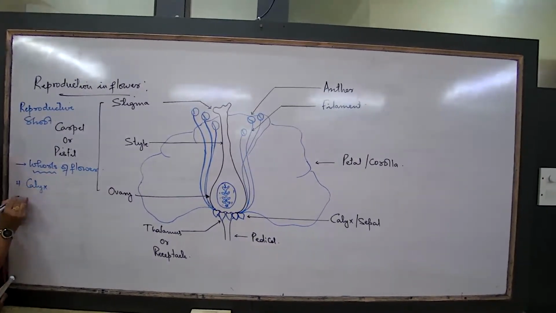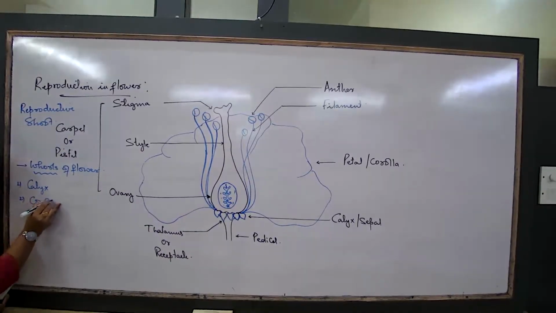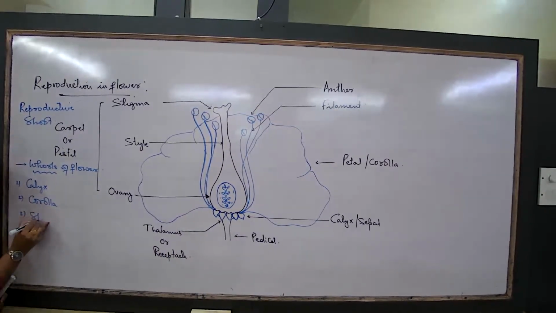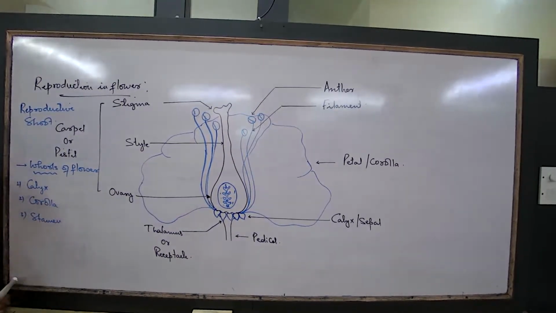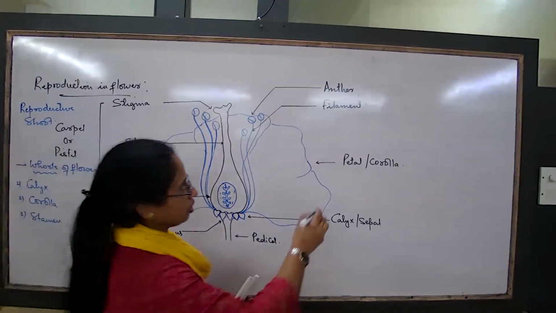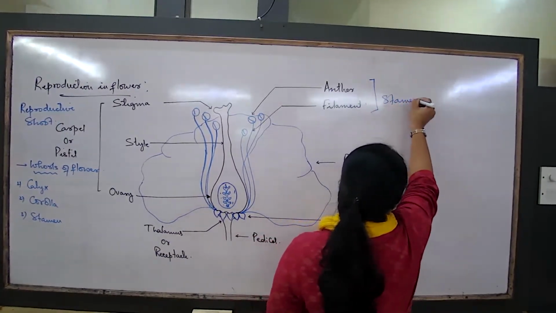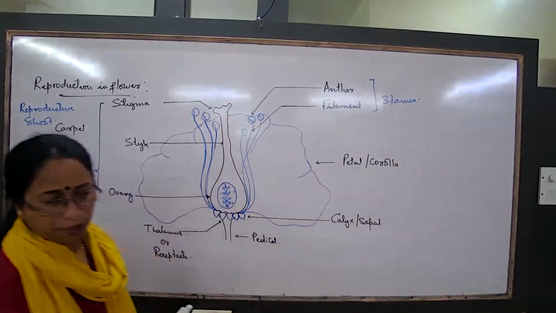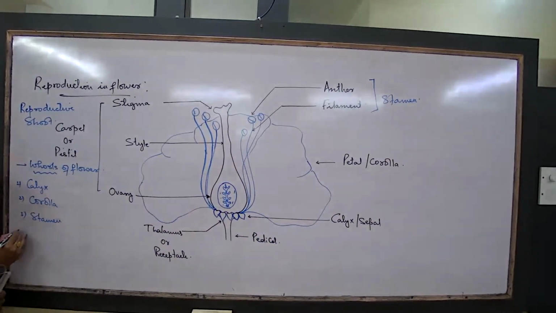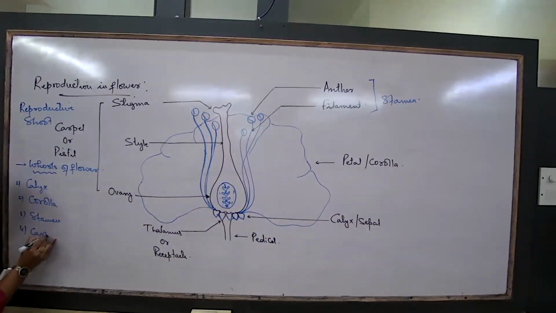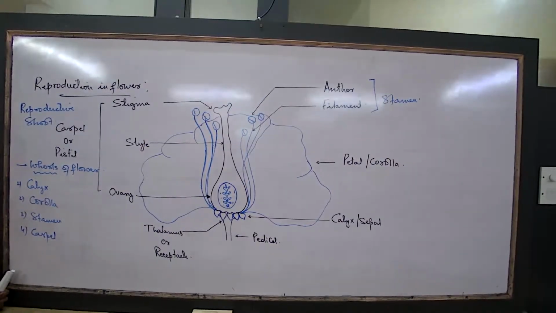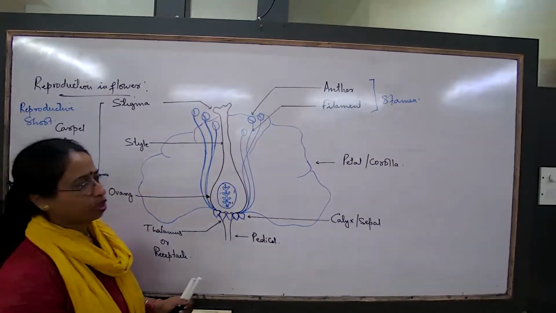The first is the calyx. The second is the corolla. The third is the stamen. And then the fourth is the carpel or the pistil. So we now talk about these parts one by one, look into their function.